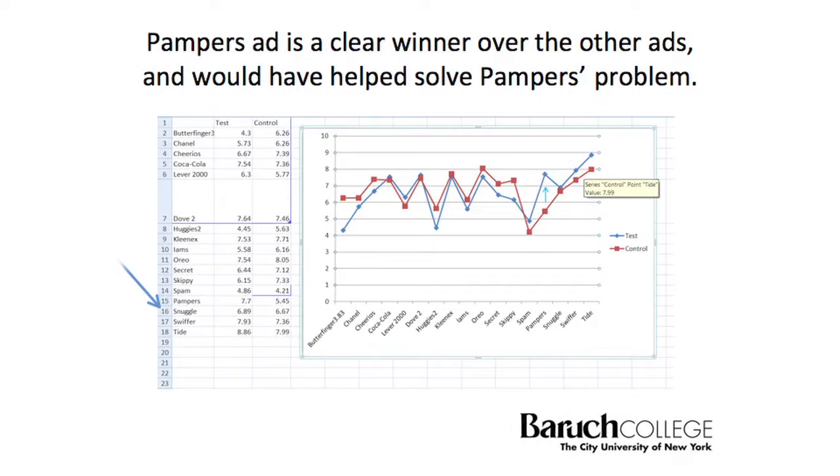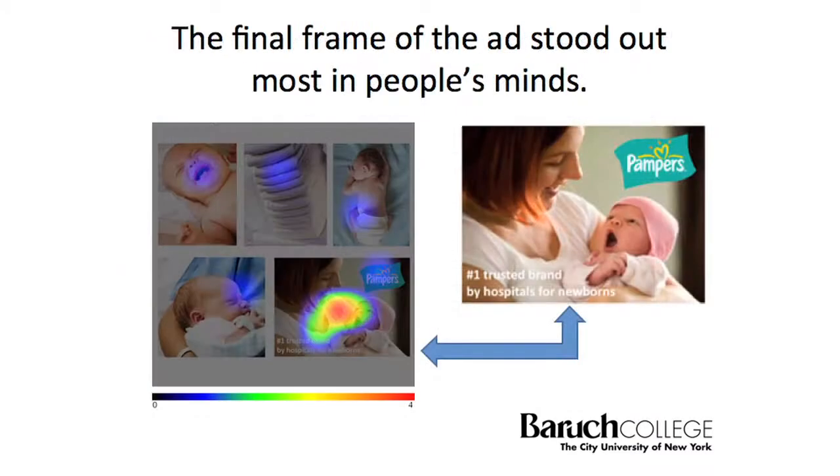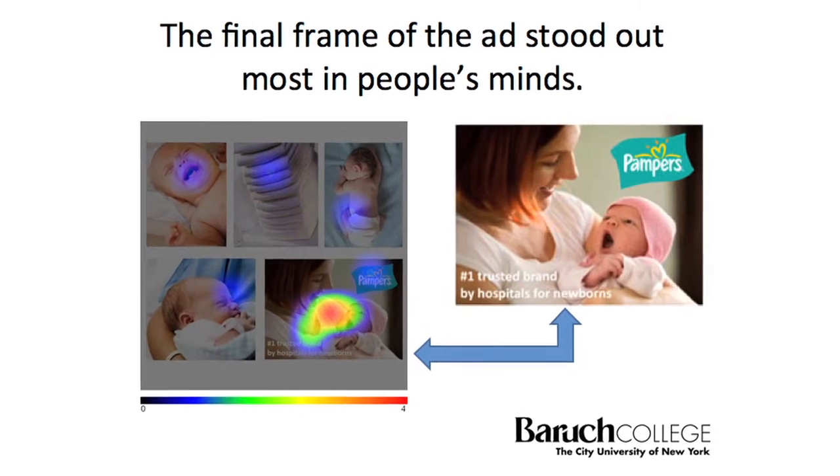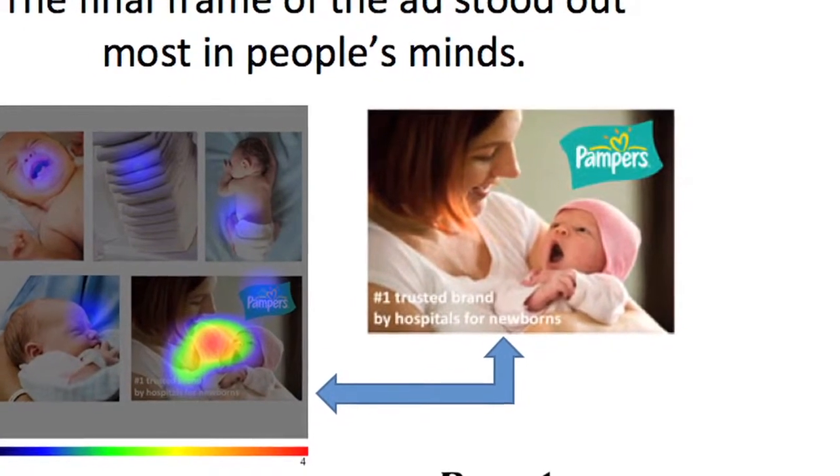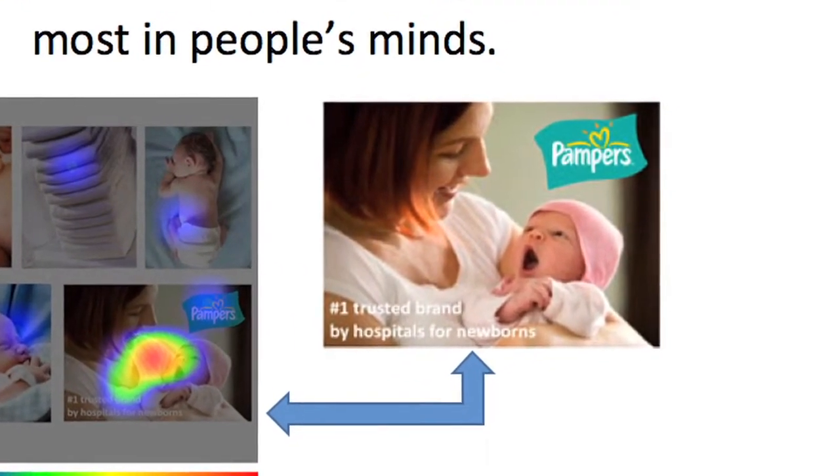In fact, the Pampers ad is a clear winner over the other ads, and it would have helped solve Pampers' problem in the marketplace. The final frame of the ad stood out the most in people's minds. So the final frame with the baby yawning and the message, #1 trusted brand by hospital for newborns, is what stood out in people's minds. So this gives students the feedback to help improve their work if necessary, since they know what's standing out in people's minds.